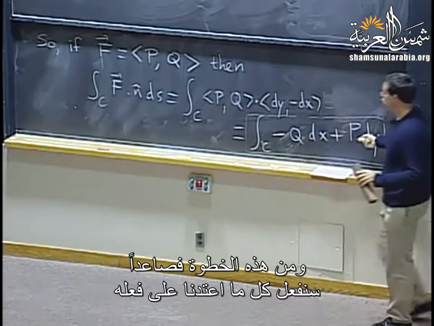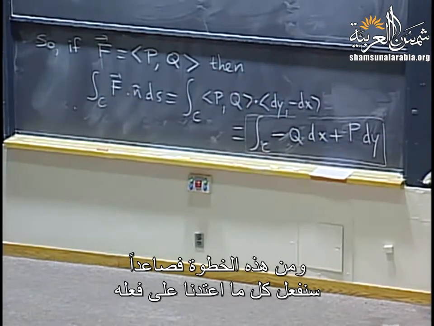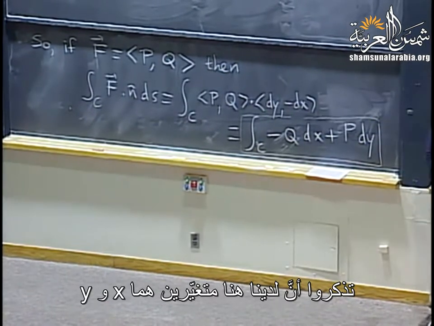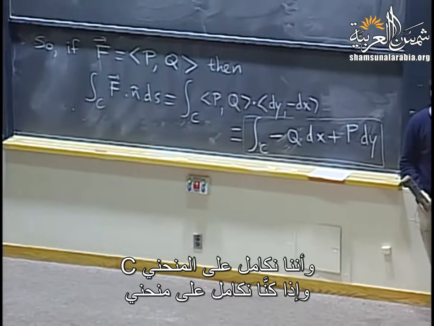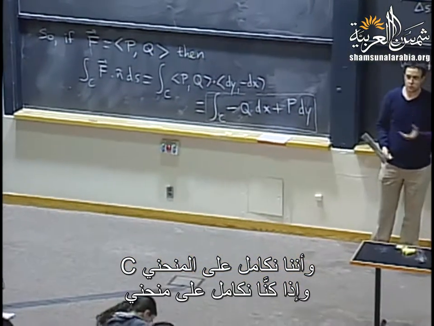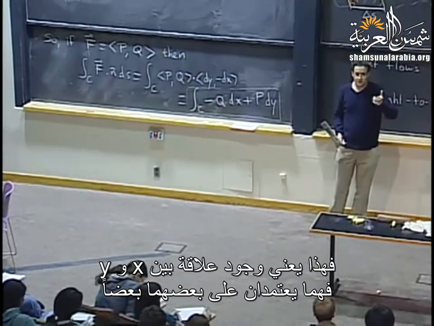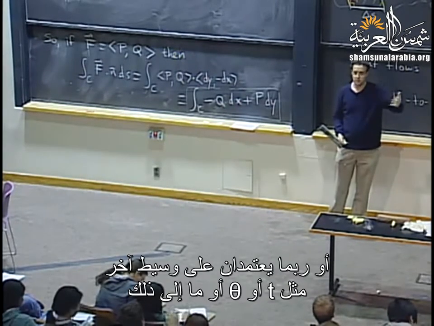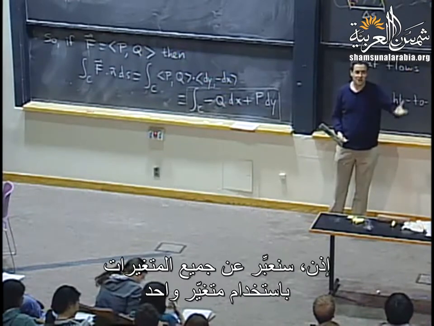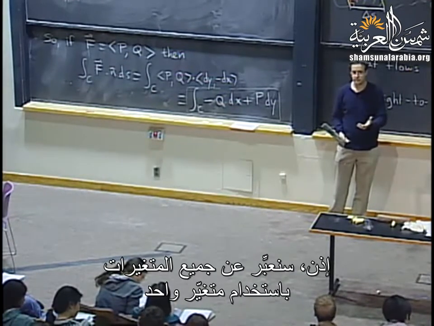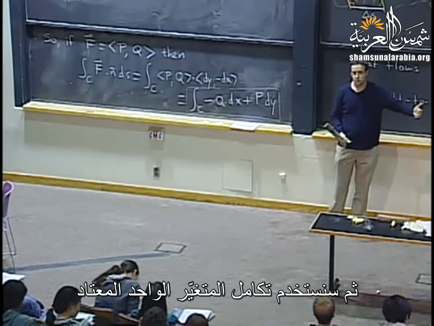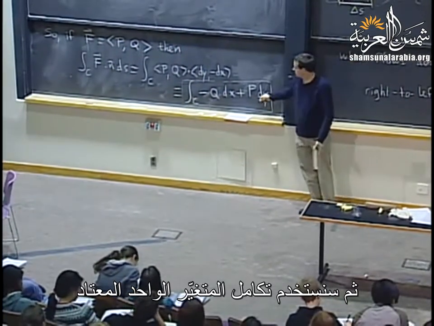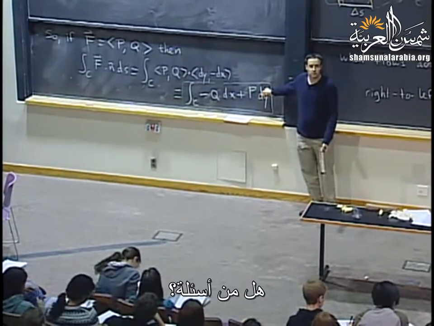Okay, and from that point onwards, you just do it the usual way. Namely, you remember, here you have two variables, x and y, but you're integrating along a curve. So if you're integrating along a curve, x and y are related. They depend on each other or maybe on some other parameter like t or theta or whatever. So you express everything in terms of a single variable, and then you do a usual single integral. Okay, any questions about that?